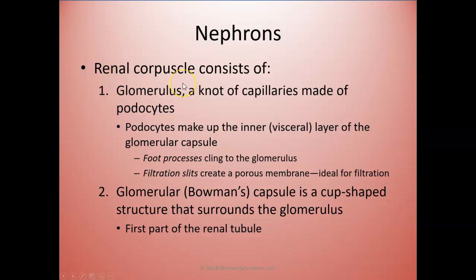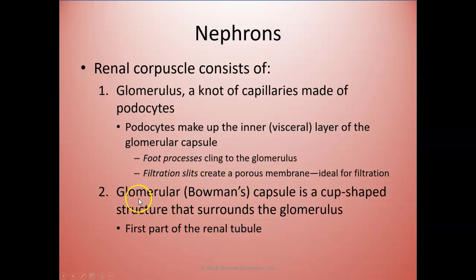So the renal corpuscle itself consists of the glomerulus, which is this knot of capillaries, and they're surrounded by these things called podocytes. They make up the innermost, or visceral, layer of the glomerular capsule. Podo, like pod, like a podiatrist, refers to foot. So they have these things called foot processes that cling to the glomerulus. But they're kind of leaky, so there are these filtration slits that create a porous membrane so things can leak out of the capillaries, like small things such as sugar, water, salts, and things like that. But big things like red blood cells can't.